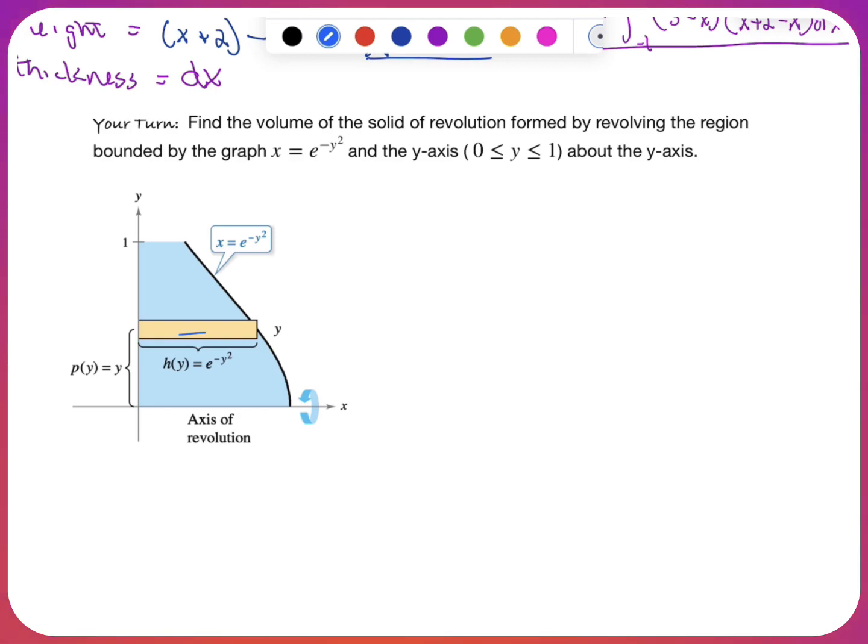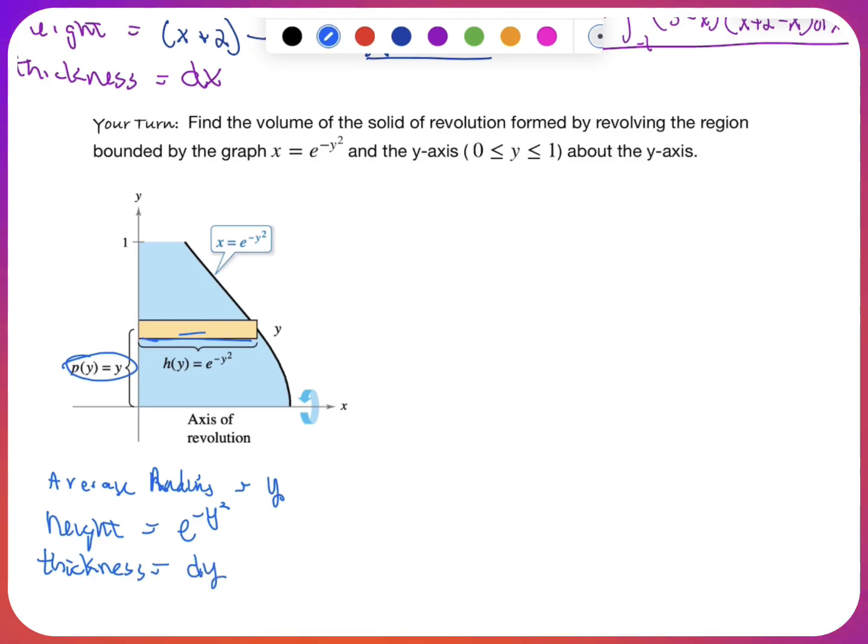Now, first thing I realized is my representative rectangle needs to be parallel to the axis I'm revolving around. So I need to figure out my average radius. My average radius is the distance from the axis of rotation to our representative rectangle. So that distance is y. Then I need to figure out the height of my representative rectangle. So that's the distance, how long my representative rectangle is. In this case, it's from the axis up to the equation. So it's going to be e to the negative y squared, and my thickness is dy.